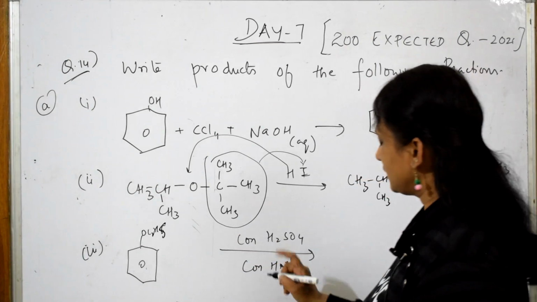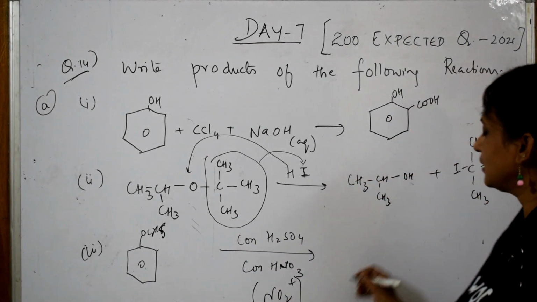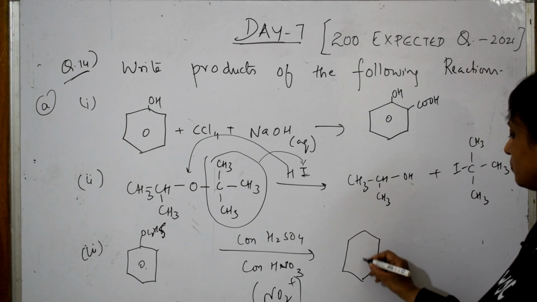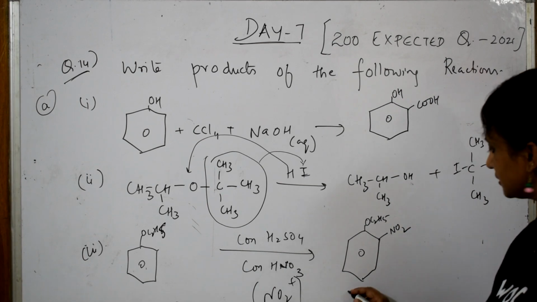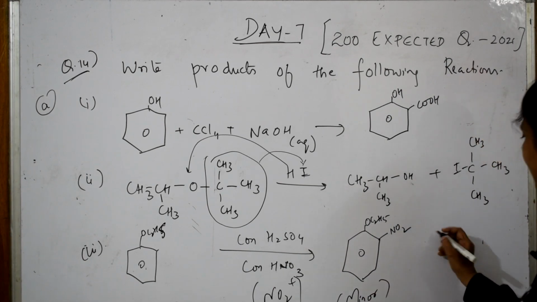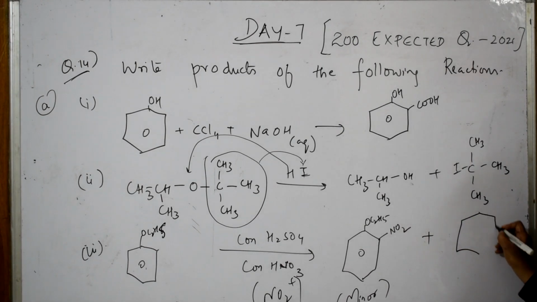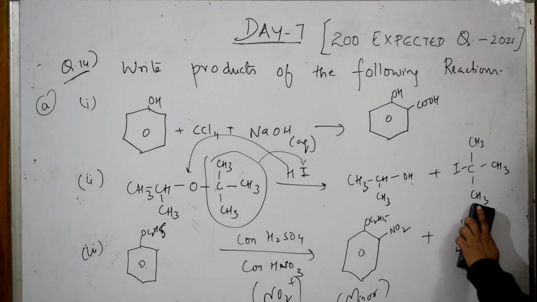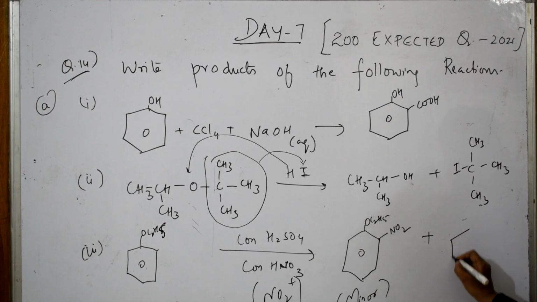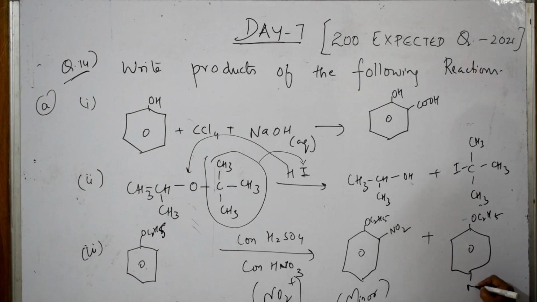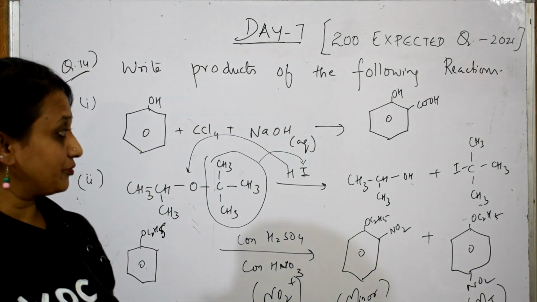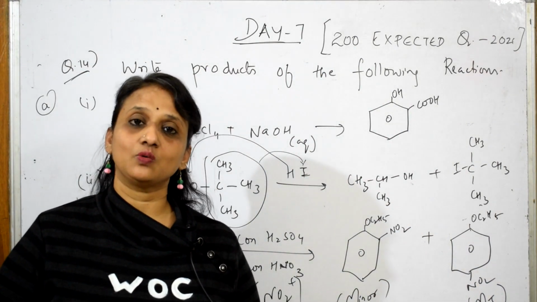Here, C2H5. This is going to generate an electrophile, and this forms two products. One product is OC2H5 with NO2, the ortho product, which is minor. And I get one more product, that's nothing but OC2H5 with NO2 at the para position. This is the major product. Got it, students? Easy, right? So this is one variety of question which is asked. Let me see one more question for you all.